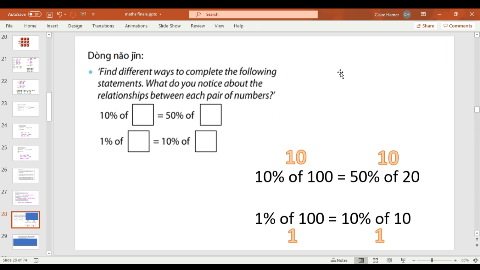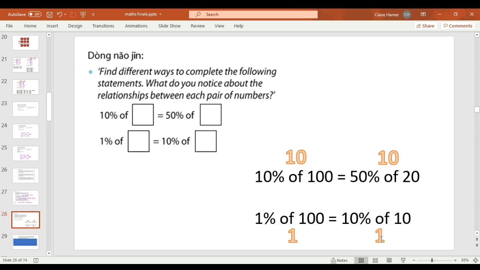So I've chosen to put 10% of 100 is equal to 50% of 20. Okay, so 10% of 100 is 10, and 50% of 20 is 10. So I know that this works because I've got 10 on each side, and the equal symbol means that both sides will balance, they're the same. Now, I'm not going to go through the patterns actually. I'd like you to send me your ideas about the patterns and relationships. So I chose to put down here, 1% of 100 is 1, and 10% of 10 is 1. So I know they work because both sides have 1.